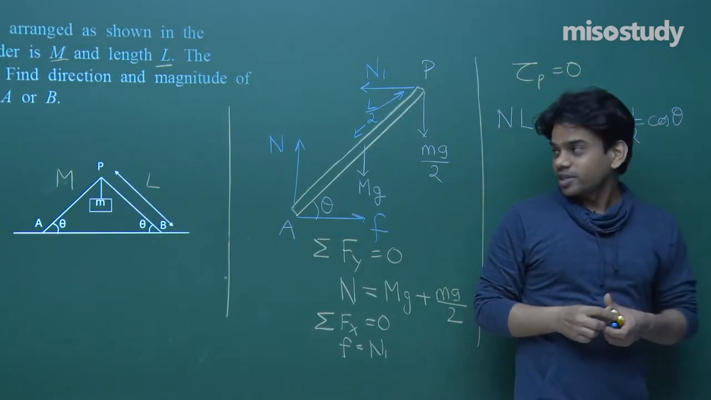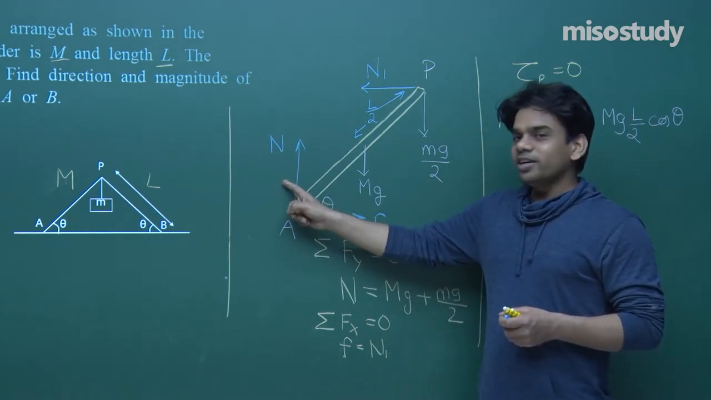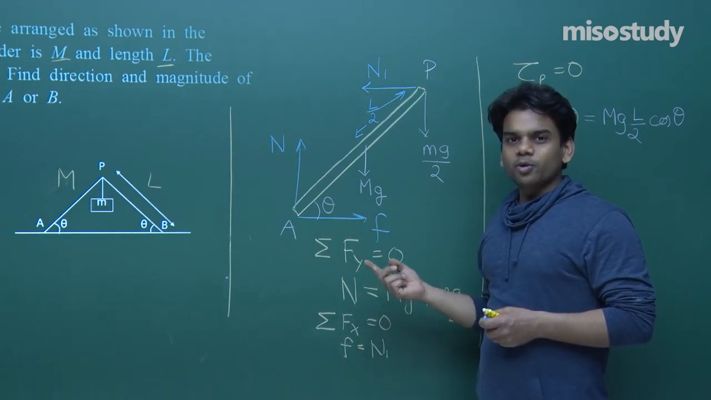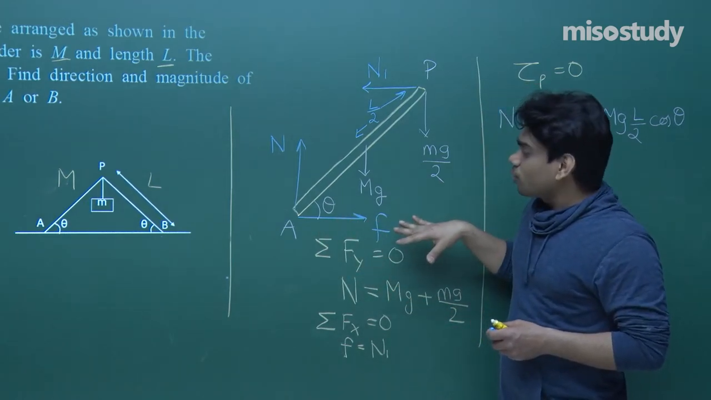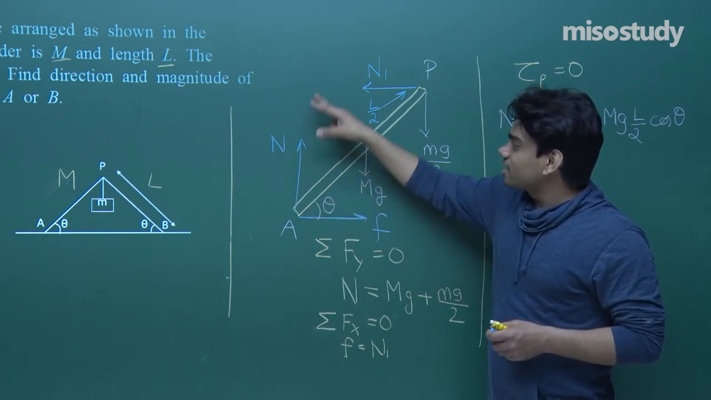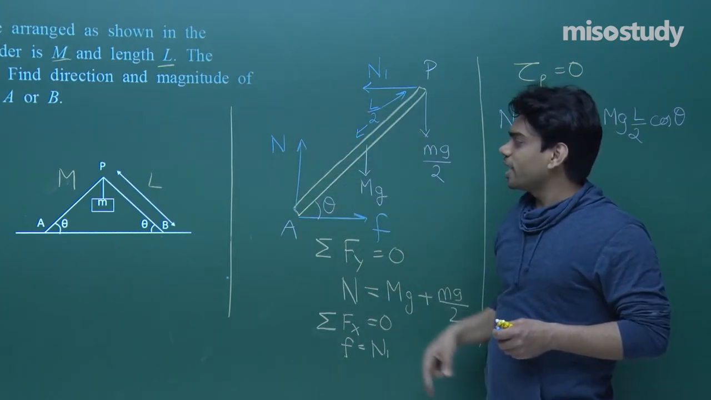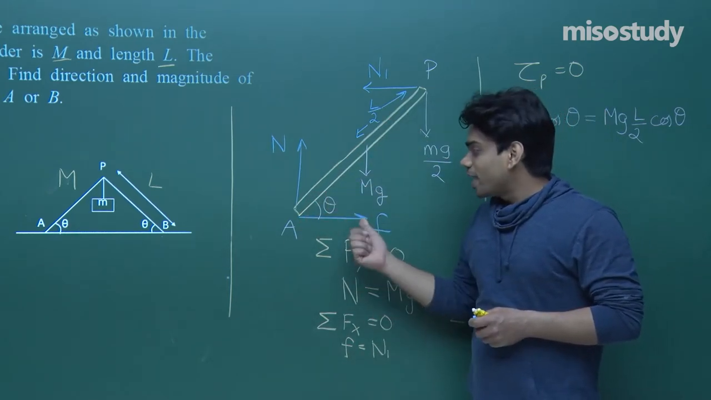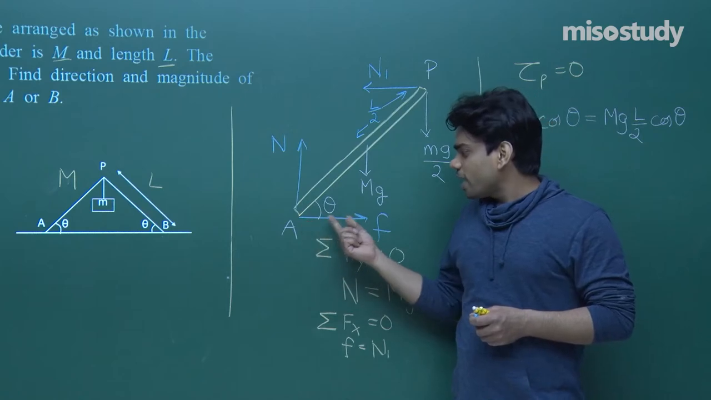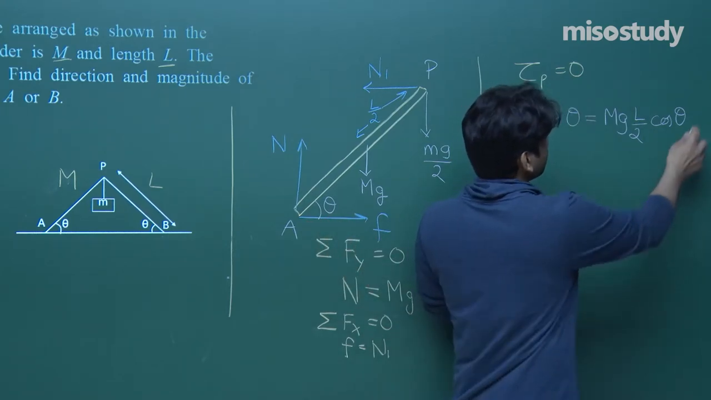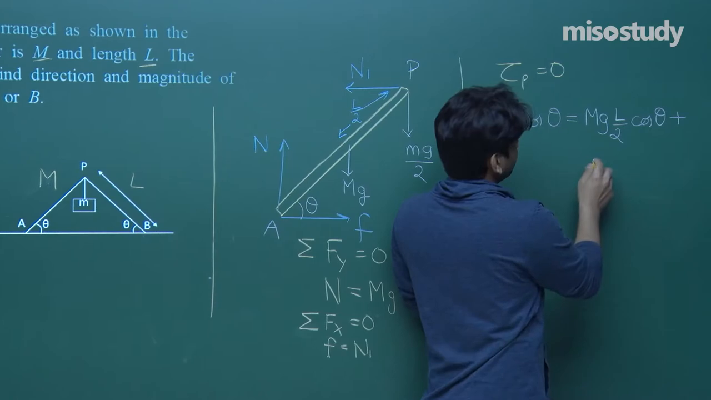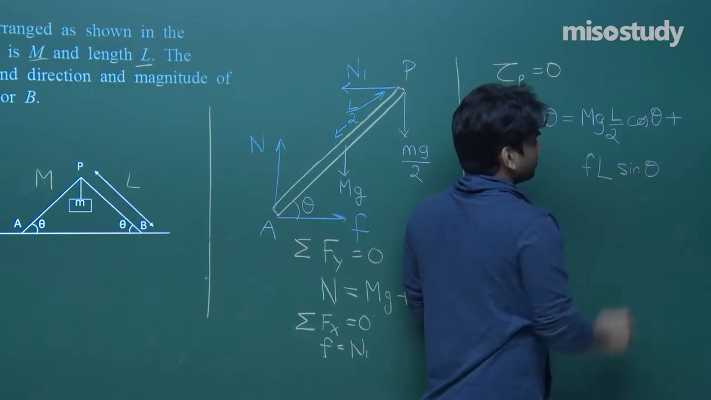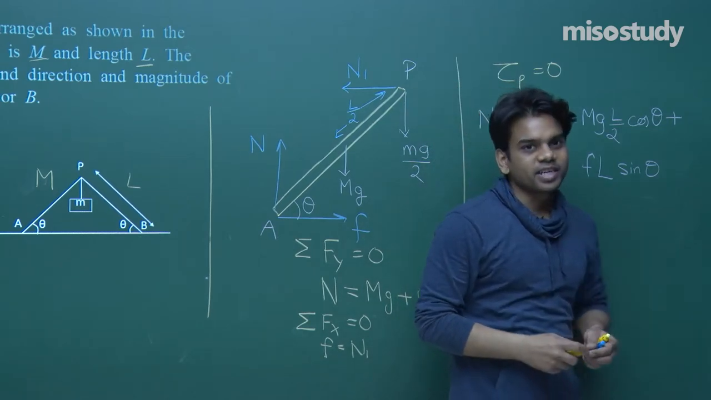Next point, try to see. We referred to N and Mg also. Now see F. F will also provide a torque. F torque should be equal to F into L sine theta, because we have to see this distance, which will be L sine theta. Its effect will also be out of the plane of the board. So this will be plus F L sine theta. Pretty much clear to you all, I believe, how we have made F L sine theta.